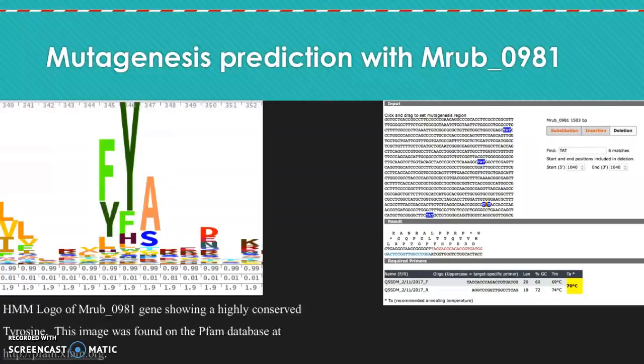And the reason I chose to change it to a CTT, which codes for leucine, was because of leucine's rare linkage to protein activity, making it a good substitute. And that is it.